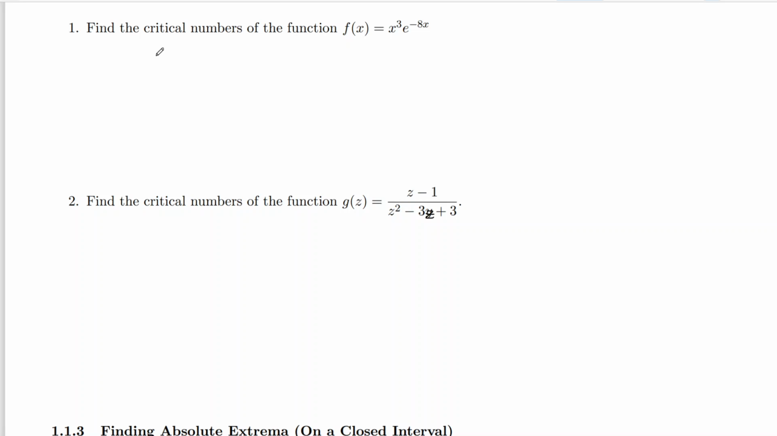All right, find the critical numbers. First thing to do, we need the derivative. And for this one, we know we're going to have to use the product rule because we're multiplying functions here. The derivative of x cubed is 3x squared, times the second, which is just e to the negative 8x, plus the first, x cubed, times the derivative of e to the negative 8x, which would be e to the negative 8x. Then the chain rule says multiply by the derivative of the exponent, which is negative 8.